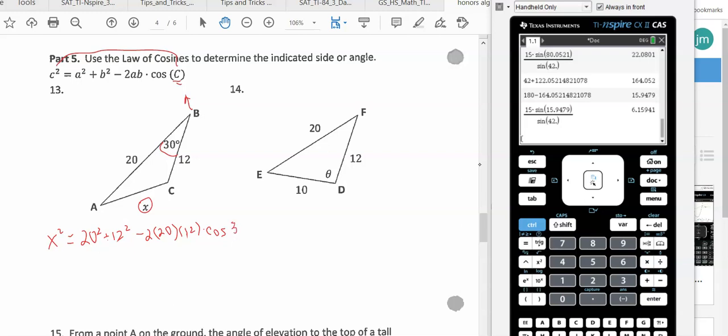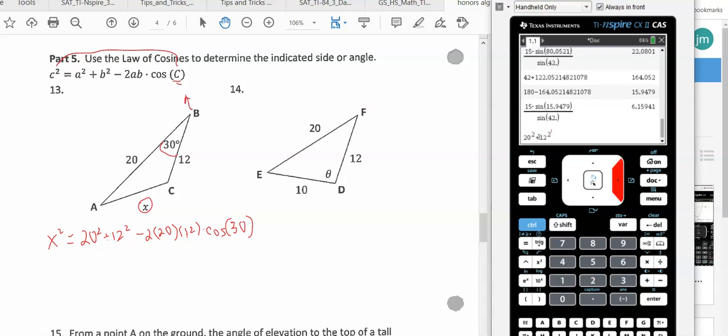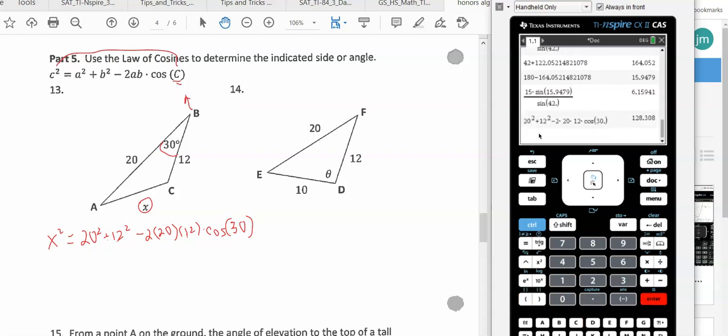Okay, so cosine of 30, which is the angle. We know the angle. It's pretty straightforward here. So you just type that in. So 20 squared plus 12 squared minus 2 times 20 times 12 times cosine of 30. Seems a little long for that last side.